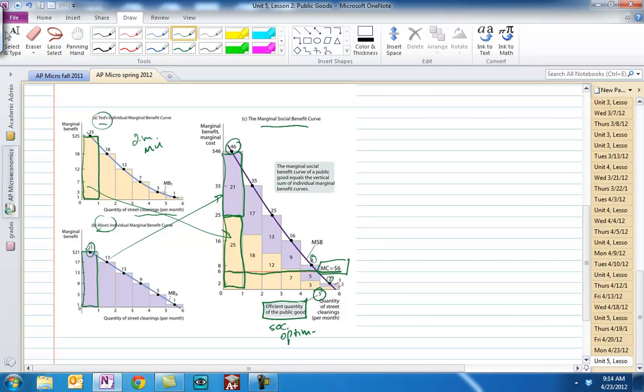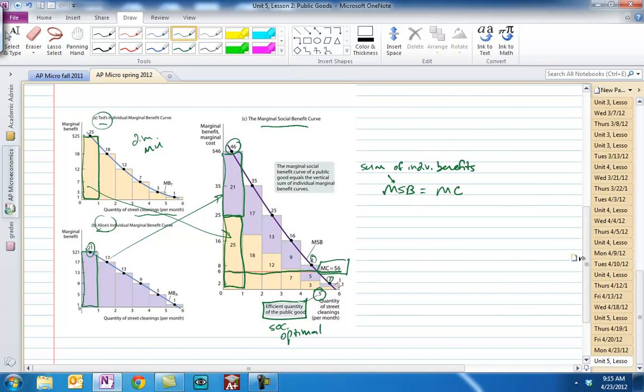the socially optimal quantity, we should also say, of street cleanings based on the benefit that these consumers are getting out of it. So basically, in summary, we're taking the sum total of the individual benefits for a public good and saying as long as that is greater than the marginal cost of producing it, then we should keep producing it. And we should produce that quantity where the marginal social benefit, which is the sum of the individual benefits for this good, is equal to the marginal cost of producing it. That would be the right quantity of the public good.